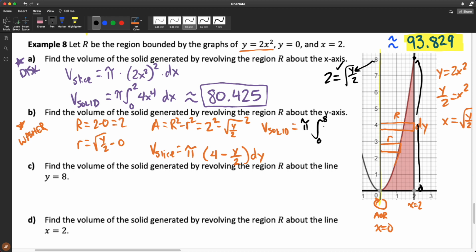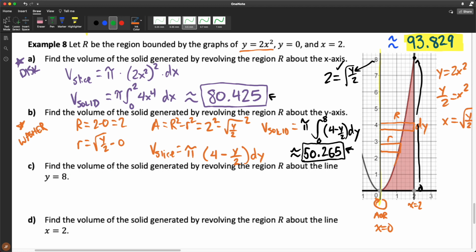And what do we got here? 4 minus y over 2 with respect to y, plug that into your calc. You should get 50.265. All right, nice. So it definitely makes a difference where our axis of revolution is. Notice that these two volumes are very different.